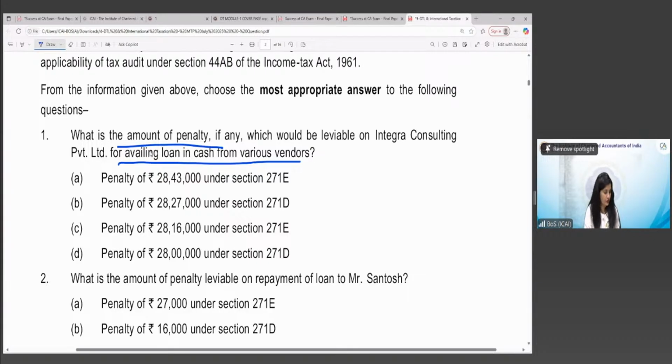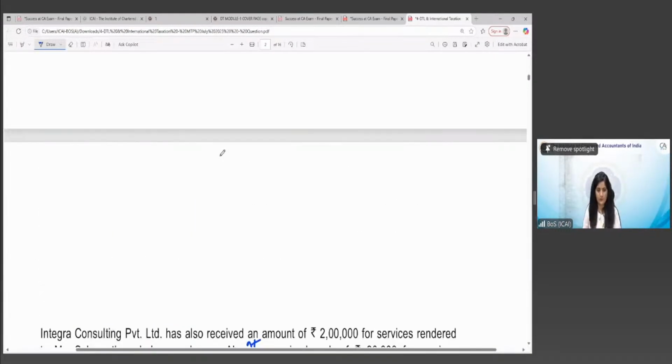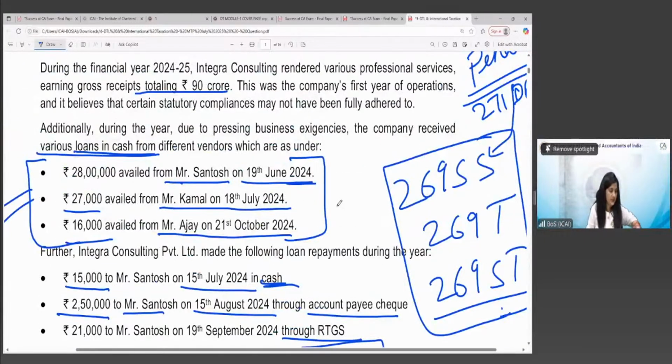Should I show you the figure? Let me check here also. Okay, I'm just showing it. You just determine. Now you know which provisions are attracted. You just go and check the figures. Yes, please.